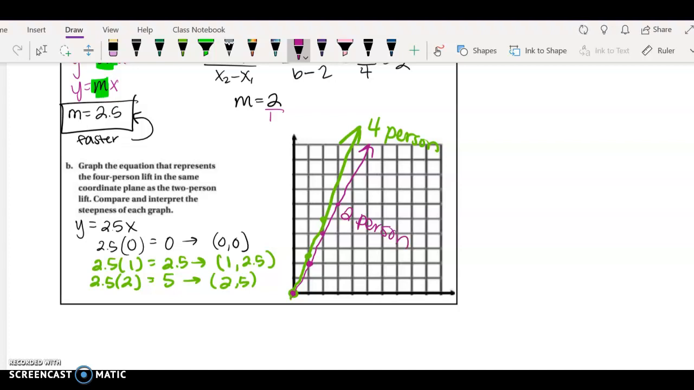And we can see that the four-person is not just faster, it's also steeper. So the bigger the slope, the steeper the line.